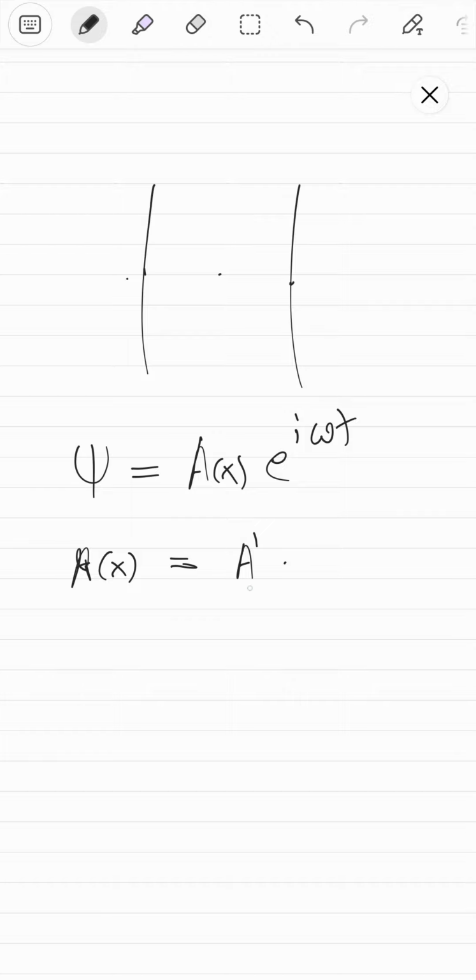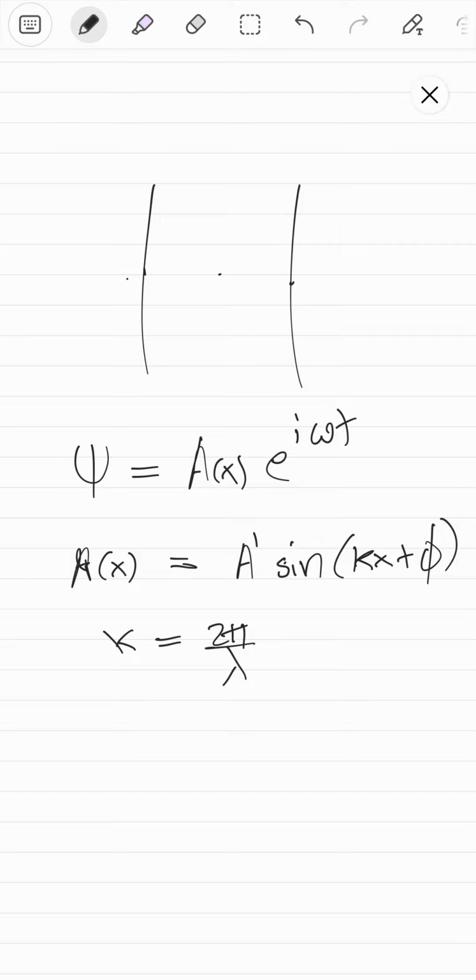Right, we don't do that. It's just this thing times sine of kx plus phi, where k is of course 2 pi upon the wavelength of our particle. The particle is just the electron. So you've got this as our amplitude, a function of x.